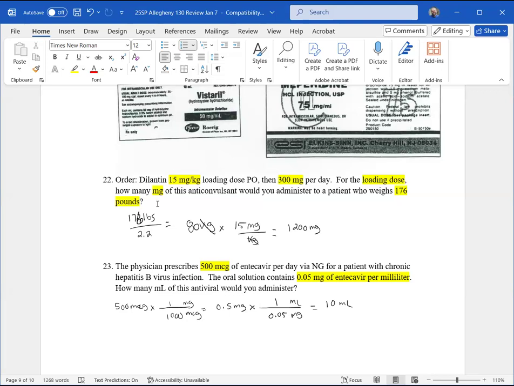When you have a number greater than one, round to the nearest tenth. When you have a number less than one, round to the nearest hundredth. The only caveat to rounding that's different this semester is when you deal with drops. So if you have a drop rate question, and you get an answer like 20.25 drops per minute, you cannot administer a partial drop. Just like you can't administer a partial capsule.